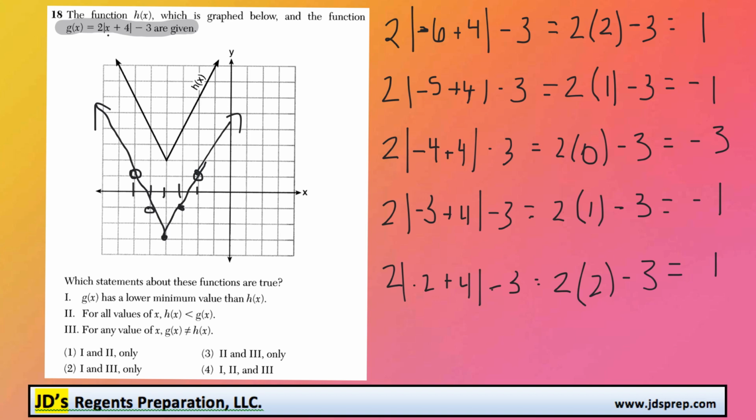We need to find out which one of these statements are true. First one, g of x has a lower minimum value than h of x. We can see that that's clearly true. This minimum here is definitely lower than that minimum, so that is correct.